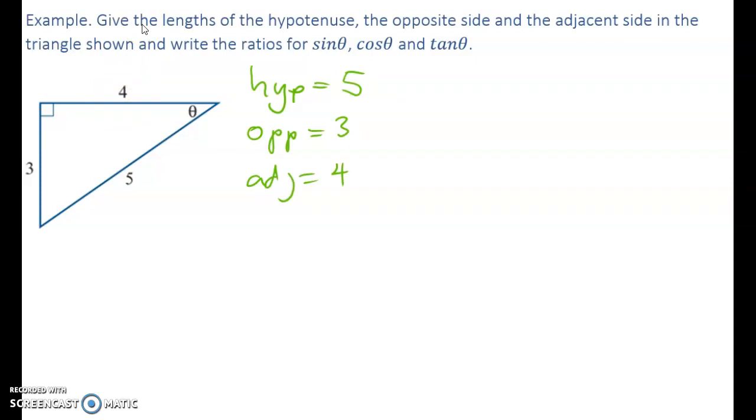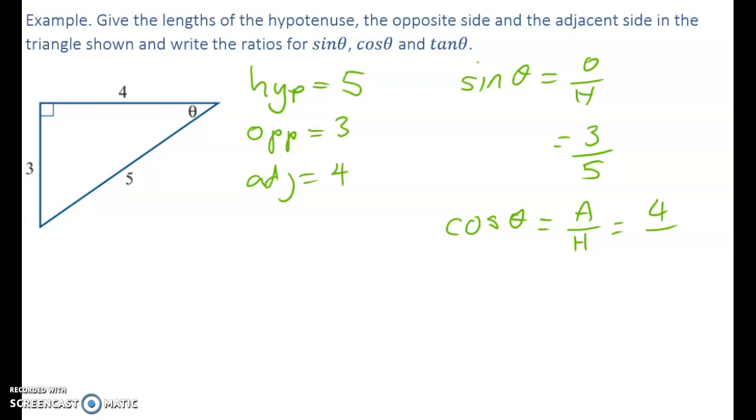Now let's do our ratio starting with sine. Now sine theta, if you remember SOH, is the opposite over the hypotenuse. So that means it is 3 over 5. Cos theta, CAH, is the adjacent over the hypotenuse, so that is 4 over 5. And then the tan theta, TOA, is opposite over adjacent, so that is 3 over 4. That's all you have to do for that question. You don't actually have to work out the angles.